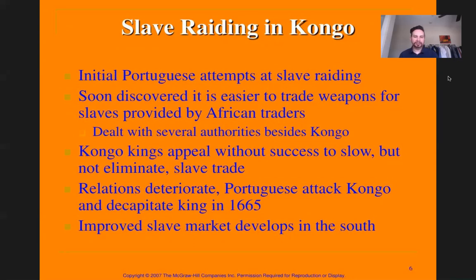And they dealt with the several authorities besides the Congo. Congo kings appealed without success to slow down, but they couldn't eliminate the slave trade. So eventually relations deteriorate and the Portuguese attack Congo, and they decapitate the king in 1665. And so the slave market does develop in the South.